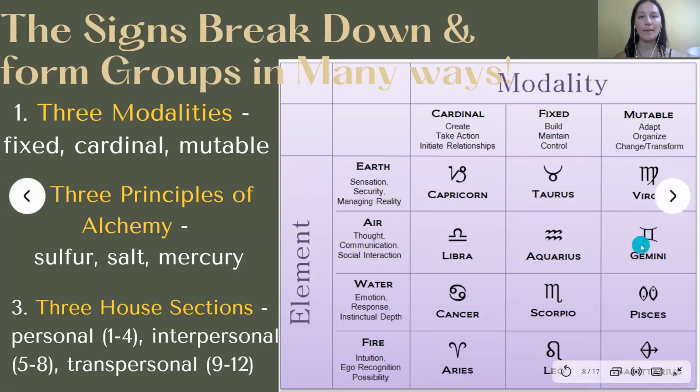Mutable is more about changing and adapting, and it's a lot more movement. So you can see how mutable and fixed are different, because fixed is fixed and mutable is changing. So this can give you a lot of information into someone's personality by which modalities are strong in their chart. For example, I have a lot of cardinal in my chart, so I'm always constantly starting projects. I'm highly creative. I'm always taking initiative, and that's just my nature.